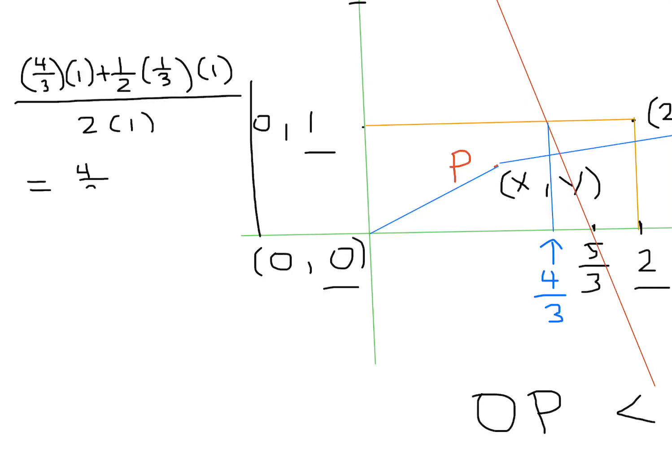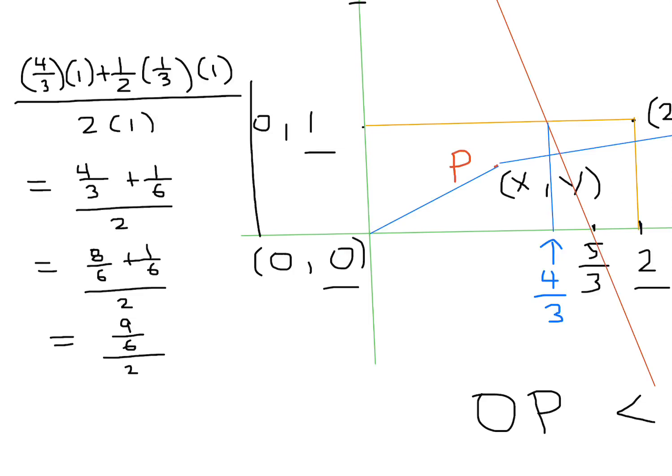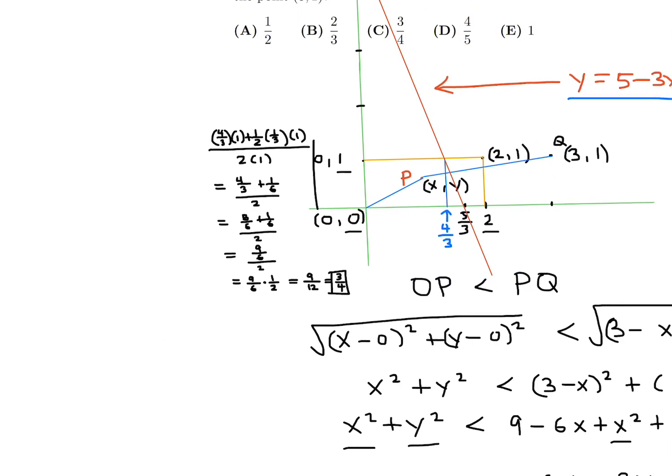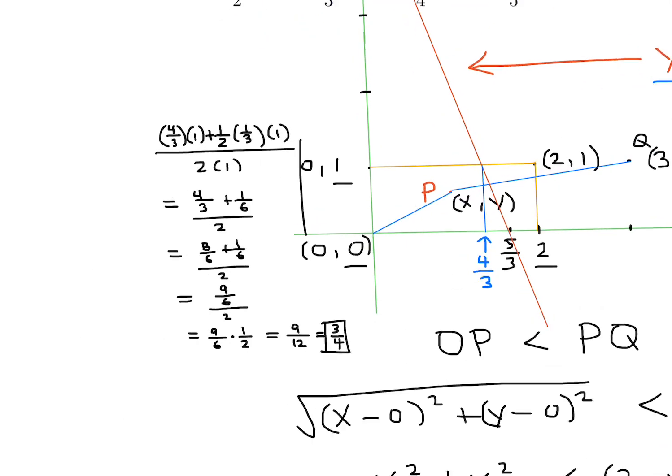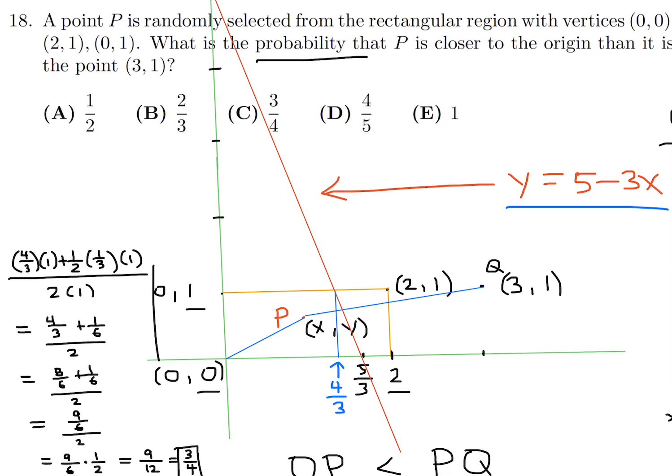So this looks like 4 over 3. This looks like 1 over 6 over 2. So this looks like 8 over 6 plus 1 over 6 over 2. Oops, sorry, not 8. 9 over 6, all over 2. So 9 over 6, invert and multiply, 1 over 2. And we got 9 over 12, which is, of course, 3 over 4. So there you go. That's our probability, 3 over 4. And that would mean that number 18, the answer is C.